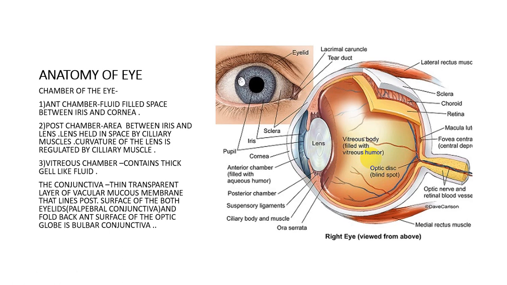Now, conjunctiva is a thin, transparent layer of vascular mucous membrane that lines the posterior surface of both eyelids, and this is called palpebral conjunctiva. And this folds back over the anterior surface of the optic globe, that is called bulbar conjunctiva.